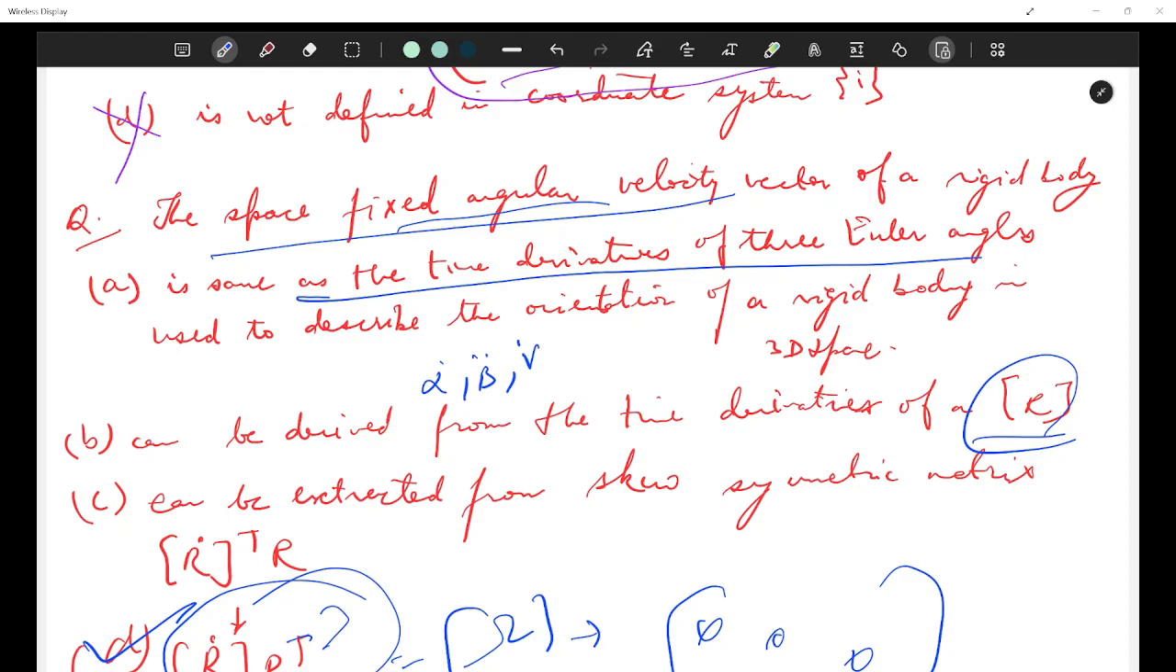The third is that it can be extracted from a skew symmetric matrix, and the matrix is given by this. If you look at the derivation, it corresponds to body fixed angular velocity and not space fixed. The question asked was space fixed, so this won't work. And the fourth option is the exact derivation that we did.